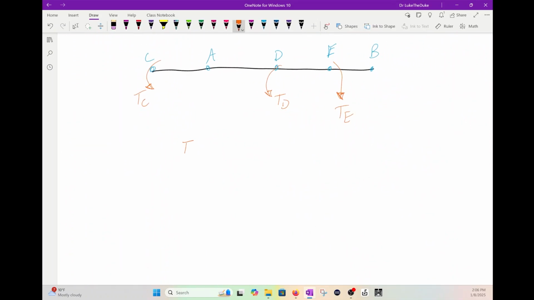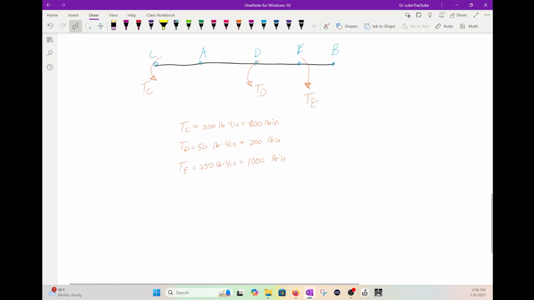So, TC is 200 pounds times 4 inches. You get 800 pound-inches. TD is 50 pounds times 4 inches. You get 200 pound-inches. And then TE is 250 pounds times 4 inches, which is 1,000 pound-inches.